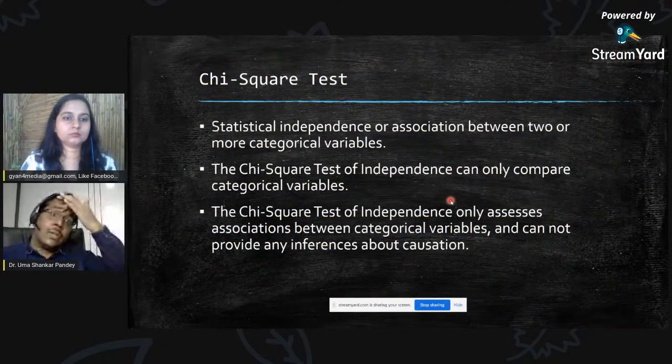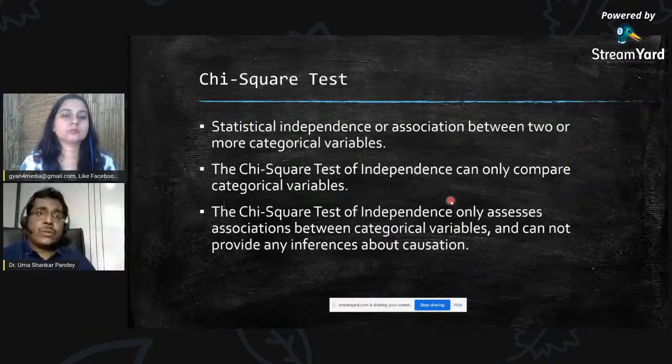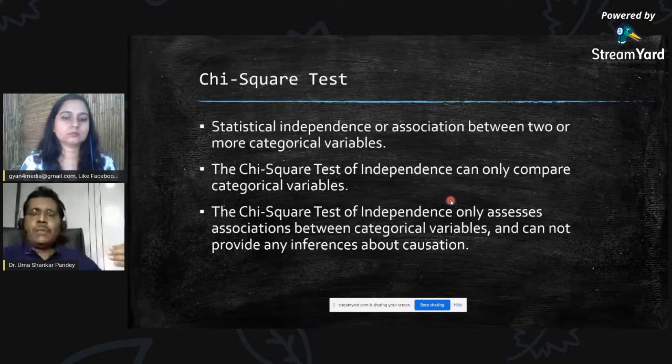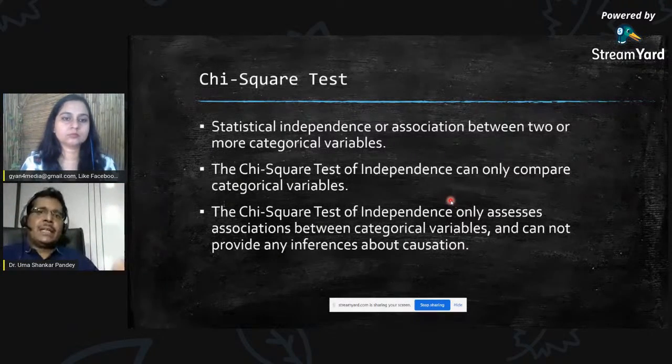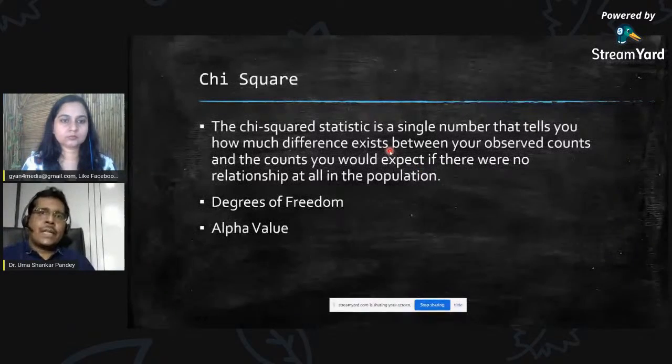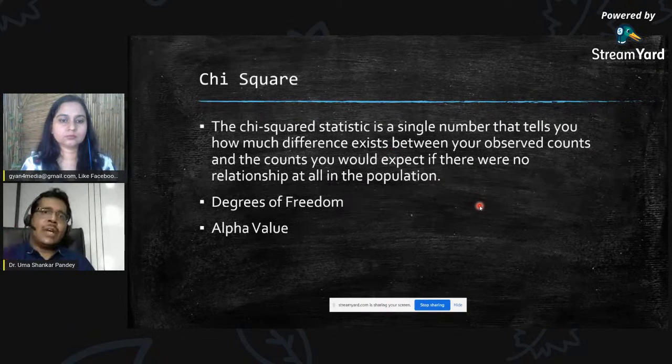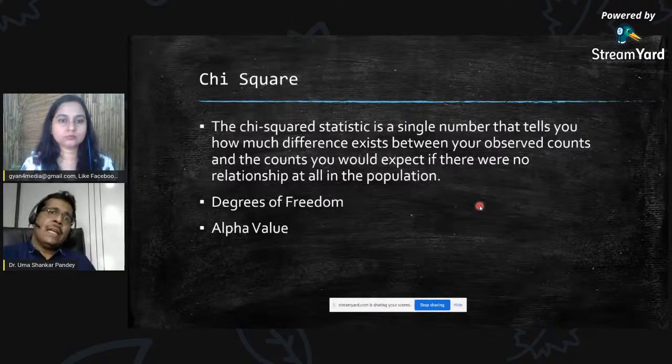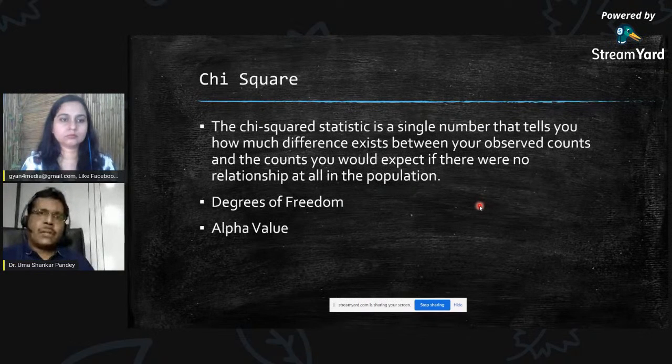Chi-square either finds out association between 2 or more categorical variables. So it could be between men and women. So who likes cats more, or who likes dogs more, or whatever, and you have those frequencies, and we test whether they are independent or whether they are very different from each other. So chi-test, it's between categorical variables, and it cannot provide any inference about causation. So the chi-square test is a number that tells you how much difference exists between the observed counts and the count you would expect if there were no relationship at all in the population.